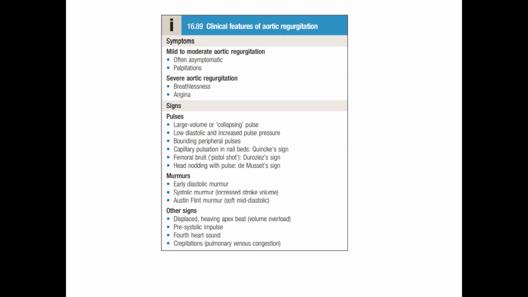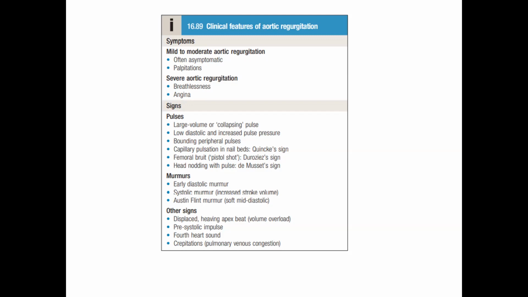Then there is low diastolic and increased systolic blood pressure, so a wide pulse pressure. Then there will be bounding peripheral pulses. Then capillary pulsations can be seen in the nail bed, known as Quincke sign. These signs are very, very important as far as aortic regurgitation is concerned. When there is capillary pulsation in the nail bed, we can see that the nail bed of the patient is pulsating due to increased capillary pressure. It is known as Quincke sign. Next, there will be femoral bruit.